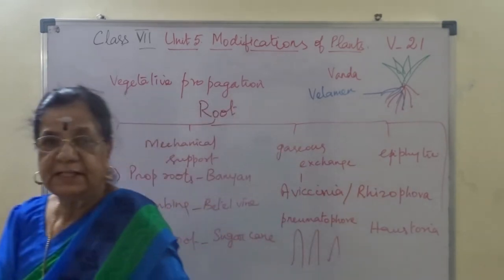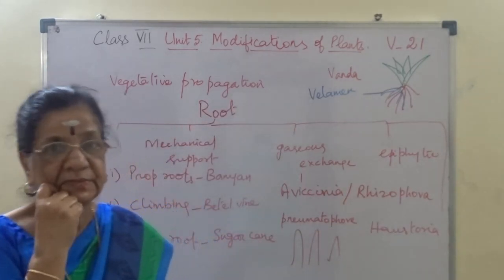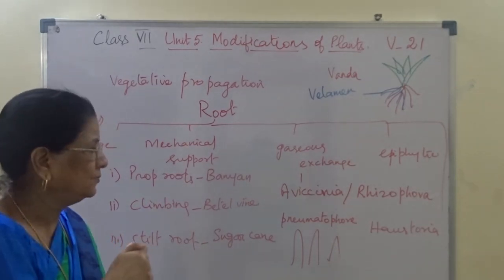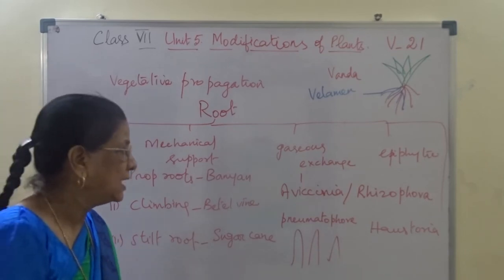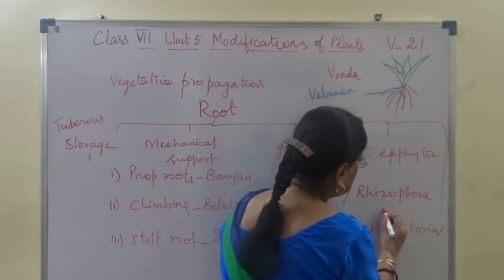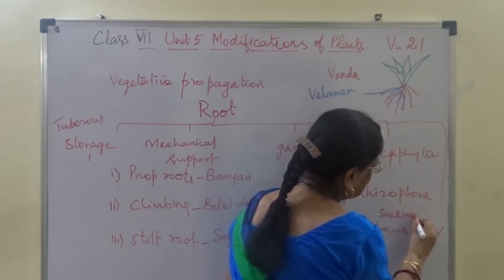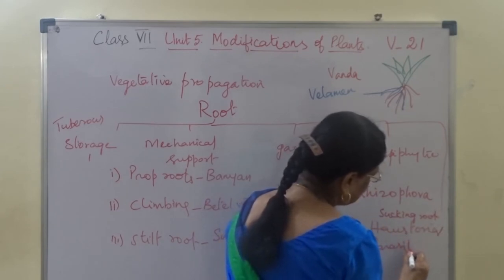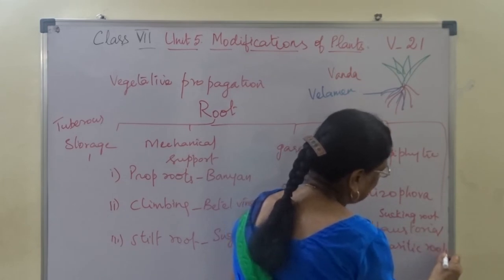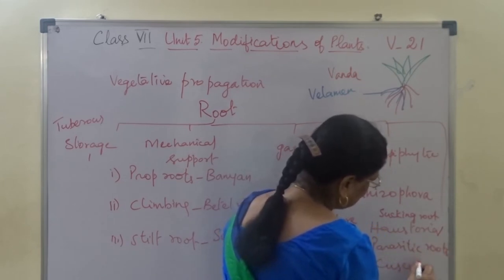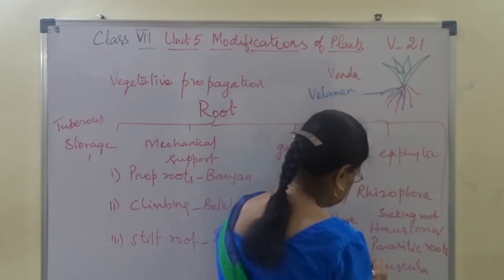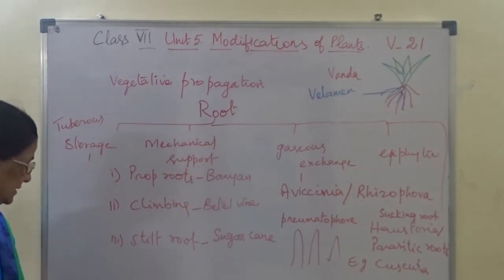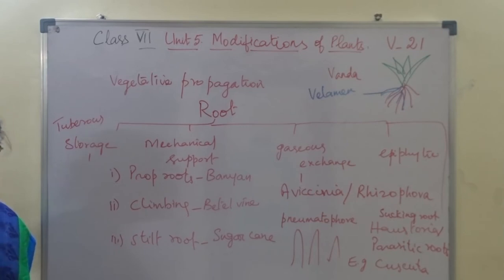Name of the plant is Vanda. I hope you understand. Can you recollect what we learnt when we learnt this lesson? The last one of the root modification is Haustoria, or sucking root. Haustoria, or sucking root, are mainly present as parasitic roots. Example, Cuscuta. So Haustoria, also called sucking root, is also known as parasitic root.